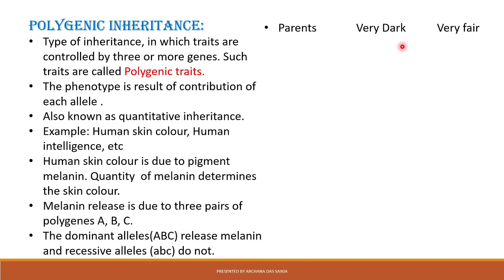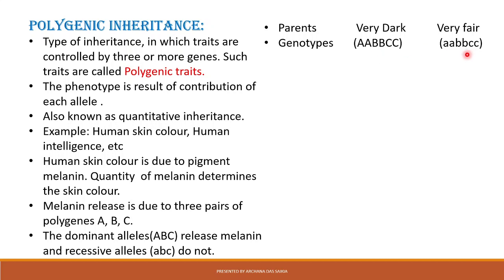Say the parents are very dark and very fair. Very dark will be when all the alleles or all the genes are dominant, and very fair will be when all the alleles are recessive. So the genotype will be AA, BB, CC: a pair of A, a pair of B, a pair of C. These three genes are collectively releasing a sufficiently high quantity of melanin, due to which the person shows a very, very dark skin color.